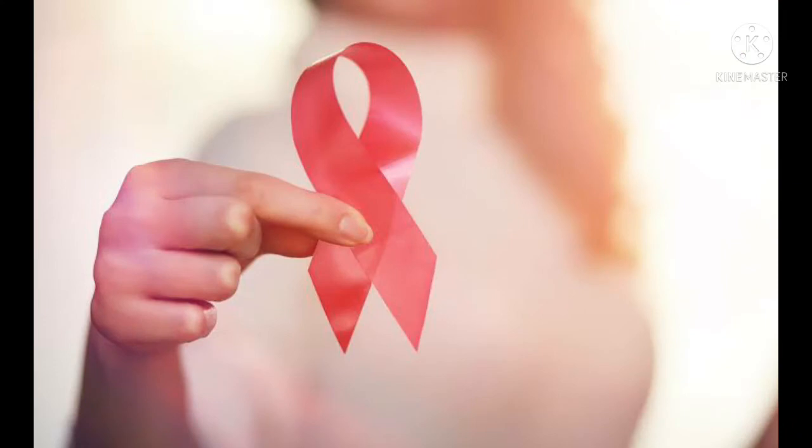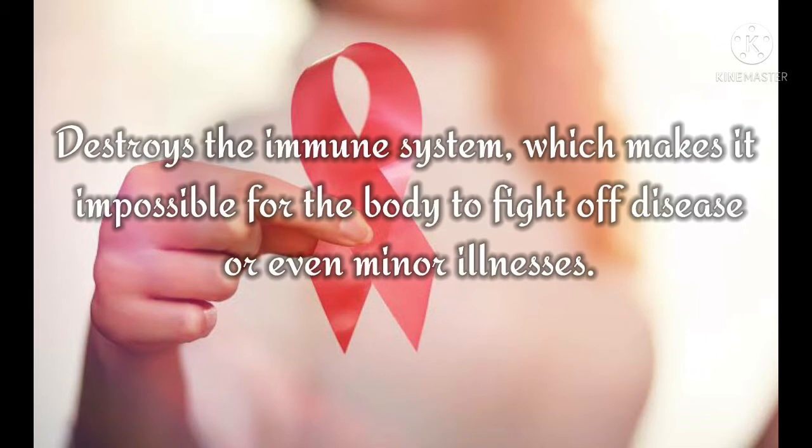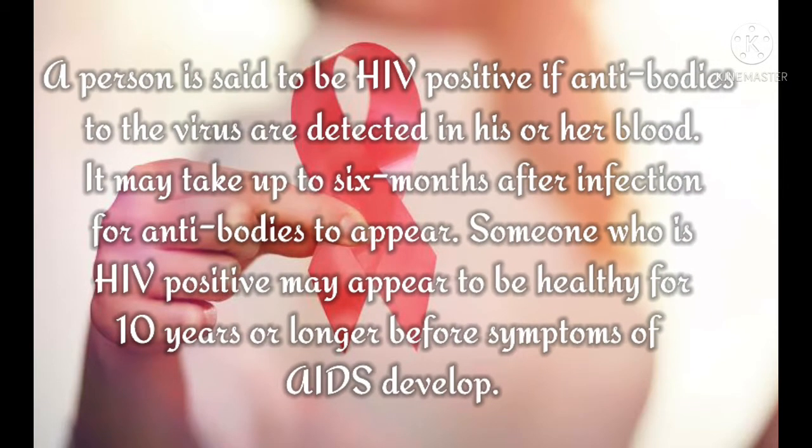HIV, or human immunodeficiency virus. What is HIV? It destroys the immune system, which makes it impossible for the body to fight off disease or even minor illnesses. A person is said to be HIV positive if antibodies to the virus are detected in his or her blood. It may take up to 6 months after infection for antibodies to appear. Someone who is HIV positive may appear to be healthy for 10 years or longer before symptoms of AIDS develop.